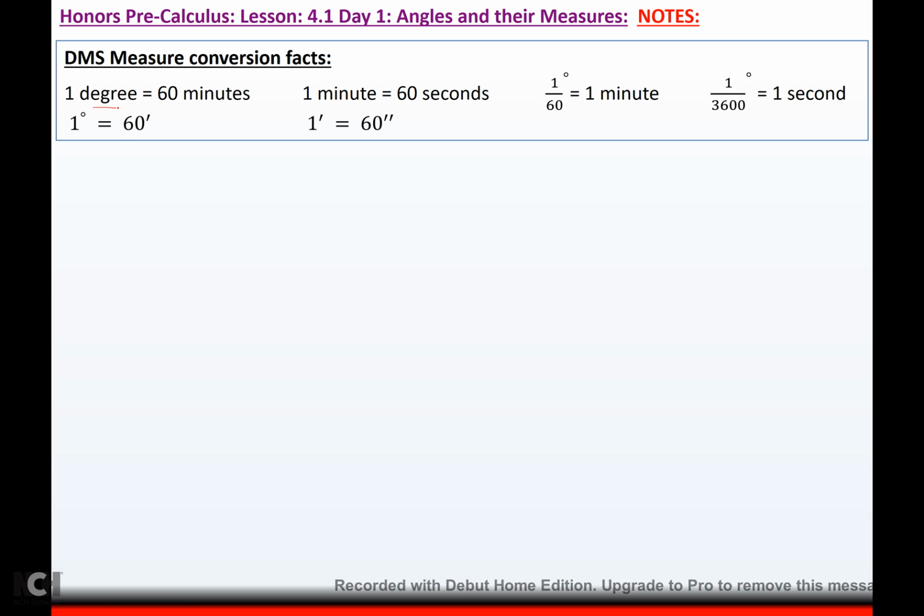1 degree is worth 60 minutes. And I don't really understand what minutes and degrees have to do with each other. I know it's nautical, like 60 minutes north, or I don't know, 60 seconds south. It has to do with nautical measurements. Anyway, to convert between degrees and minutes, 1 degree is worth 60 minutes. 1 minute is worth 60 seconds. Okay, that's pretty much all you need to know, which you do already know.